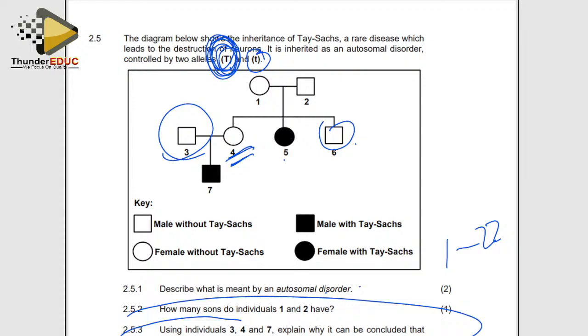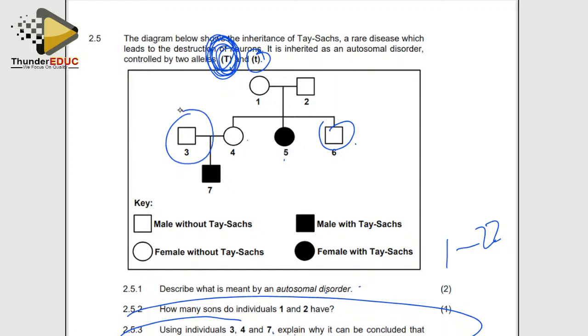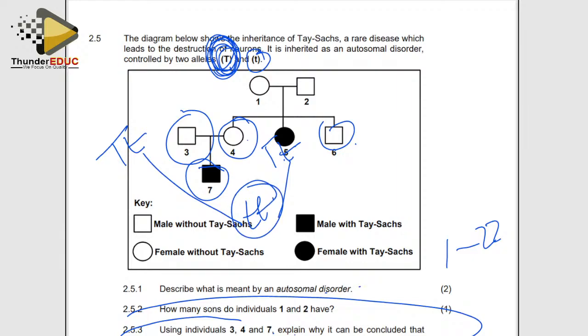Number 4. Yes. Then they're saying, using individuals 3, 4, and 7, explain how it can be concluded that this disease is controlled by a recessive allele. Yes, it can be concluded because individual 3 and individual 4 are normal. You understand? And they produced someone who is affected, meaning that they are heterozygous. This one is heterozygous, and also this one is heterozygous. So the recessive alleles combined and then produced an individual who is affected.